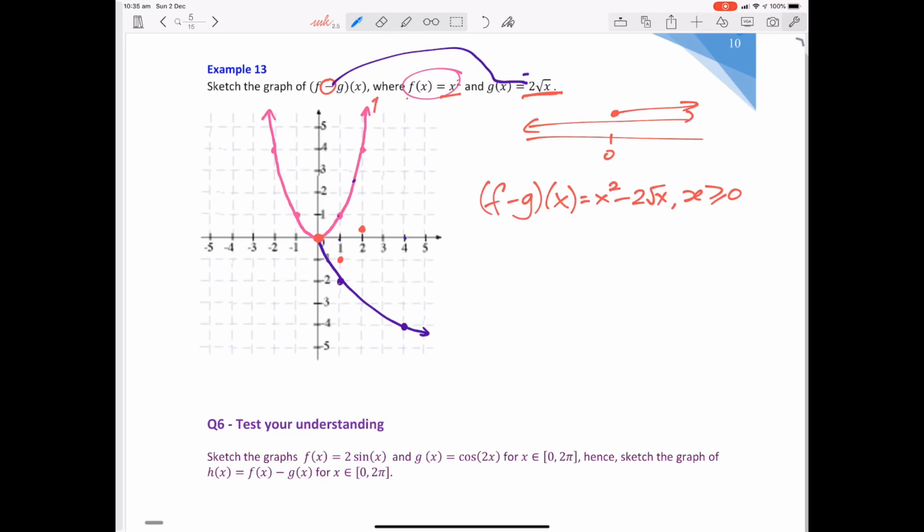And then you can see here, this graph goes up quicker than this one goes down. So it's going to go down and then up. Maybe not up that straight.